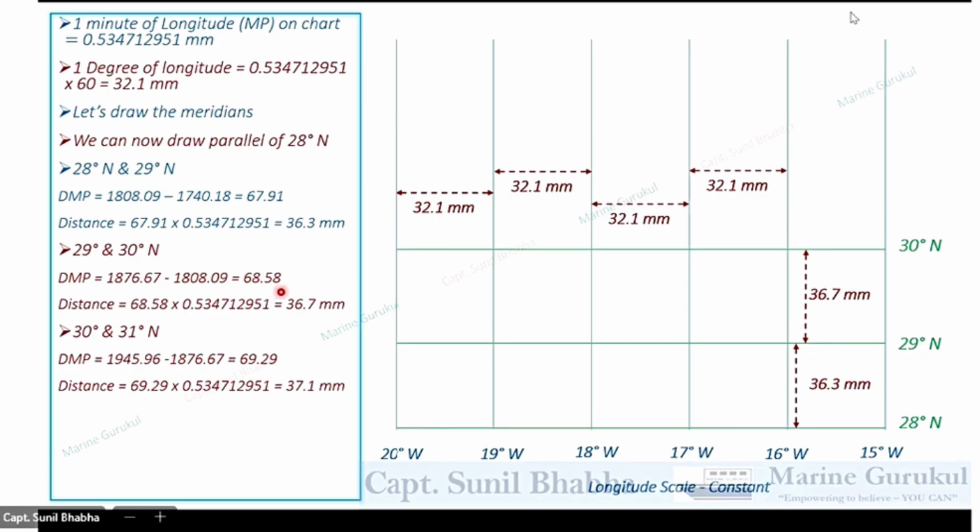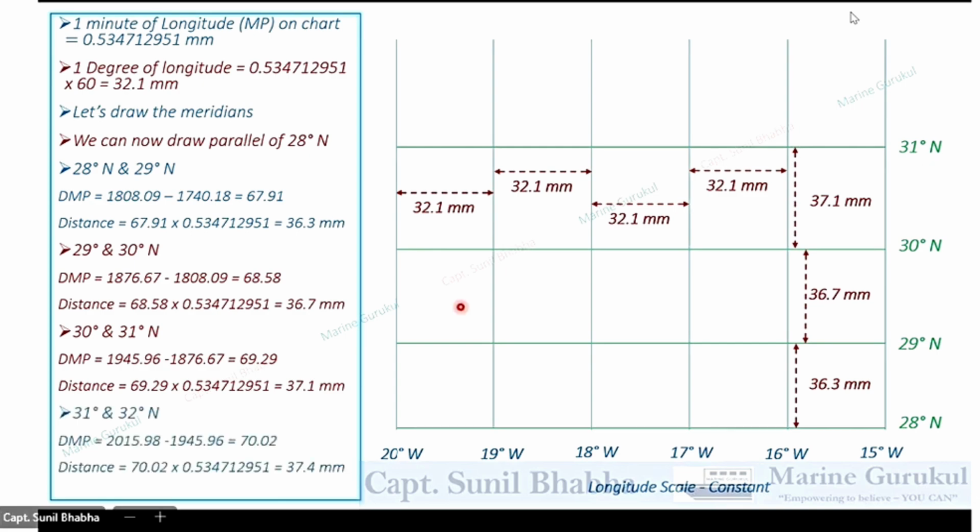You can see now it has increased from 68.58, and multiplying this value 69.29 with 1 minute of longitude gives us a distance of 37.1 millimeters. So this is the distance to be kept between 30 and 31. So let's keep a distance of 37.1 millimeters and mark off the next parallel 31 degrees north.